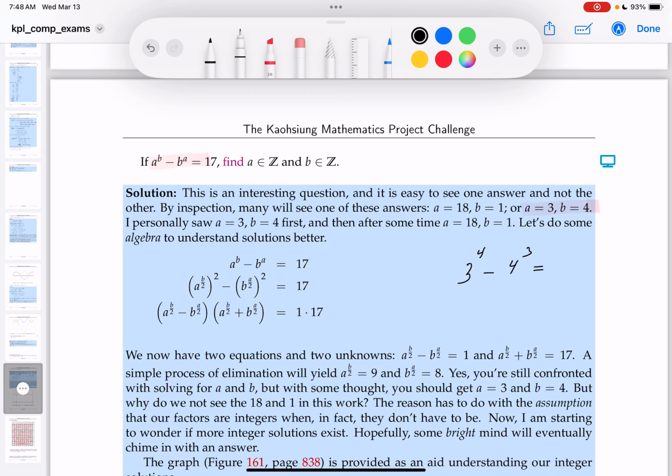3 to the 4th is 3 times 3 is 9, 27, 81. 4 cubed is 4 times 4 is 16, 16 times 4 is 64. And that's going to give you 17. All right, so that does work out. So one ordered pair is 3, 4.